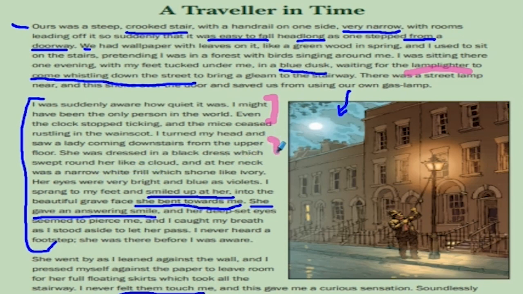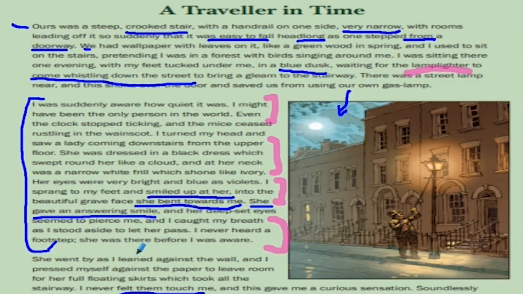So she's very observant because she describes the lady in detail. Her eyes were bright and violet. She smiled at the lady. You could even say that she was friendly because she smiled at the lady. And as I caught my breath, as I stood aside to let her pass, I never heard a footstep. She was there before I was aware. So she realizes that there's something mysterious about this lady, but she doesn't run away.